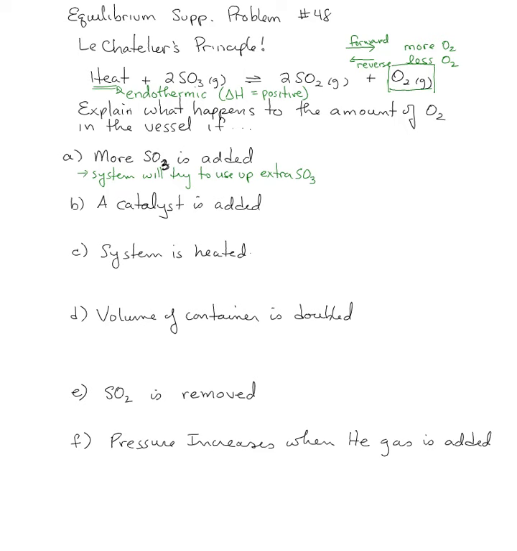the forward direction. It's a product in the reverse direction. If the system is trying to use up this extra SO3 that I've added, then the system is going to shift in the forward direction. In the forward direction, the SO3 would be a reactant and would disappear. And shifting forwards means, as we said above, we're going to get more O2 produced. So there's the answer to the question.